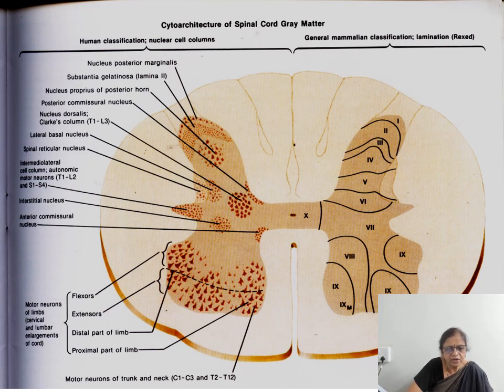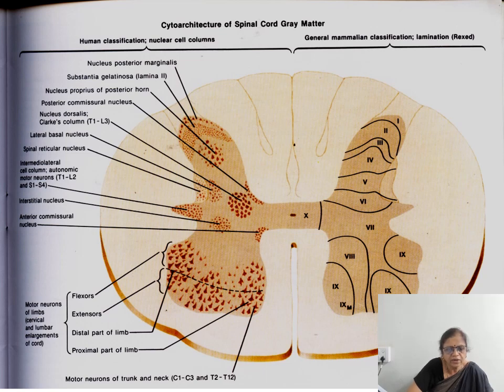So here you can see the lateral most gray matter of the anterior gray horn is supplying neurons to the flexors of the limbs. And similarly, if you go to the lumbar segment, same thing, the flexors of the lower limbs. The lowest part is supplying the extensors of the limbs. So like this, there is a proper distal part of the limb and proximal part of the limb arrangement.